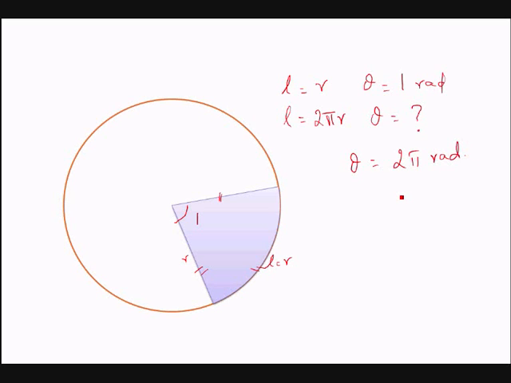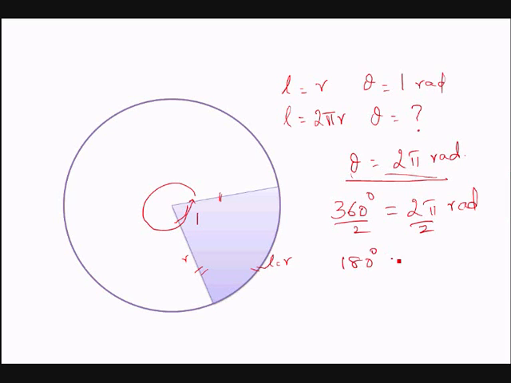Therefore, when I consider the whole circle as a sector, then the angle subtended by the whole circle is 2 pi radians. We know that the angle subtended by a whole circle is 360 degrees. Therefore, 360 degrees is actually 2 pi radians. If I divide both sides by 2, then I get 180 degrees is equal to pi radians. And this is the conversion we use to convert any degrees to radians or radians to degrees. 180 degrees is equal to pi radians.